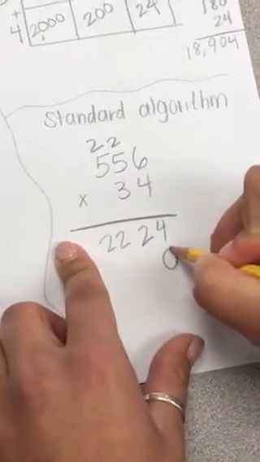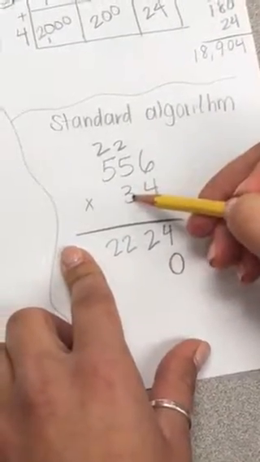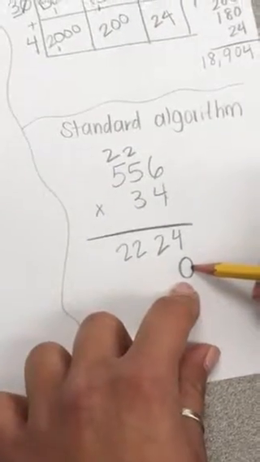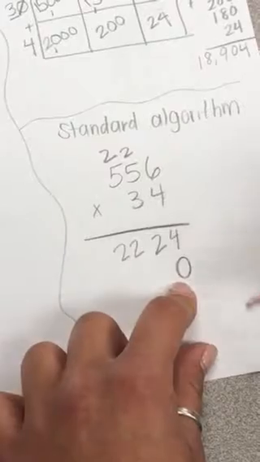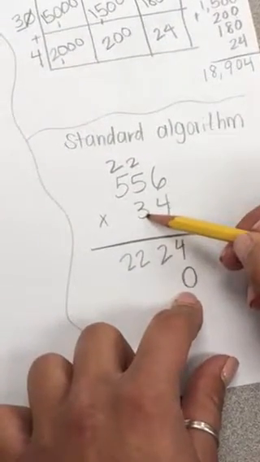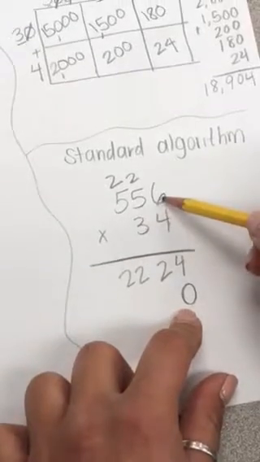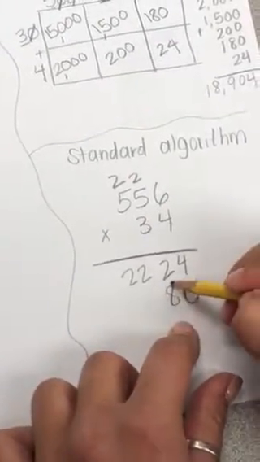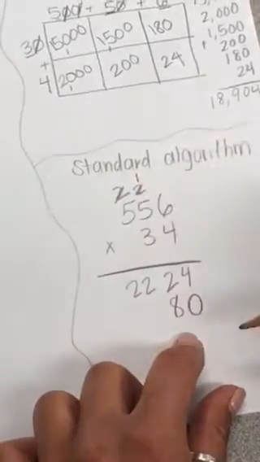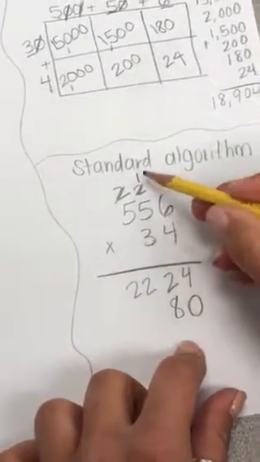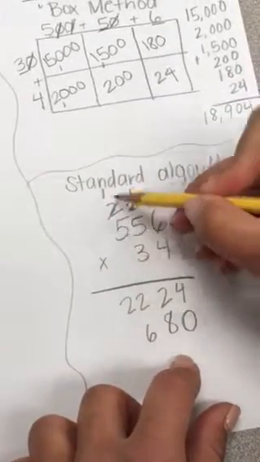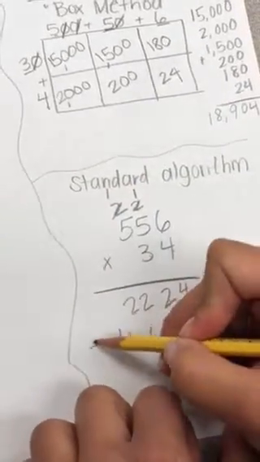Do not forget your placeholder. When you go to the tens place, you always have to put a placeholder of 0 down here in order for the place value to work. Because remember, this 3 in 34 is not really 3, it's 30. So 6 times 3 is 18. And I like to cross these out once I've added them. 5 times 3 is 15, plus 1 is 16. 3 times 5 is 15, plus 1 is 16.